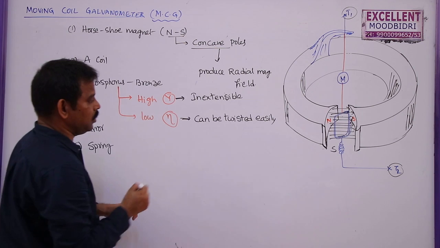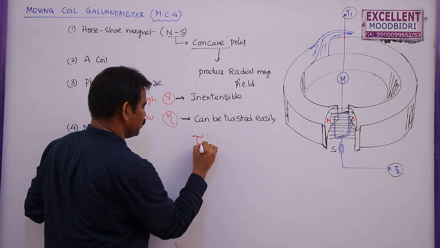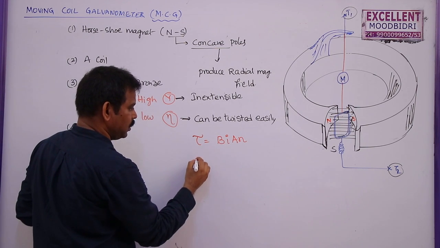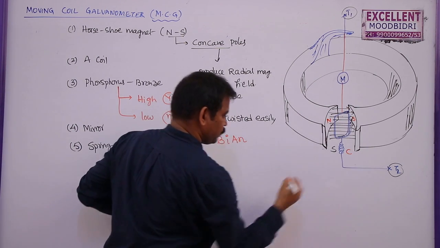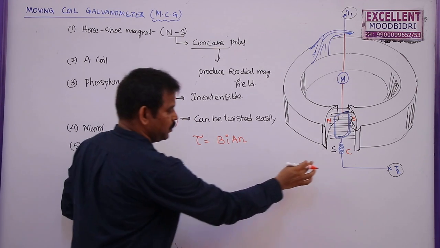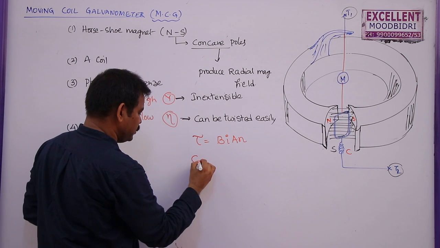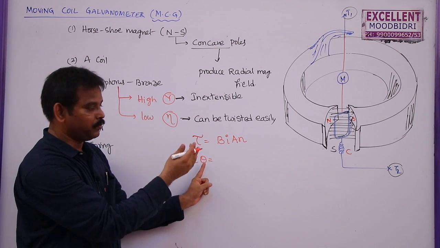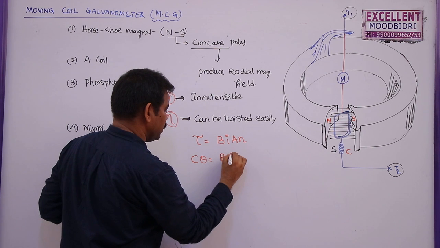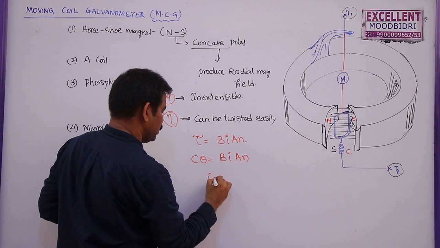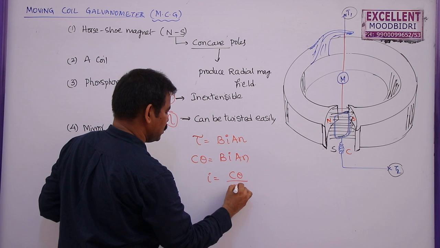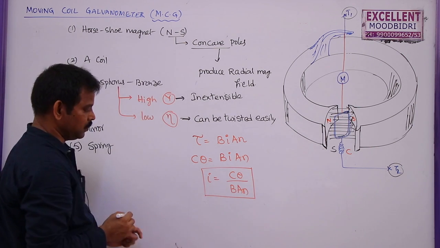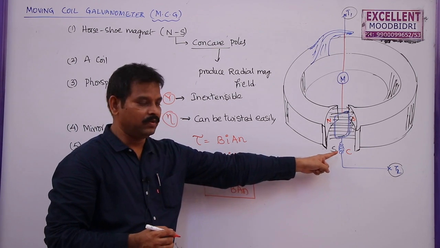So what is the torque experienced by this coil? Torque experienced is given by BIAN. So here torque is also equal to the deflection produced, but this is the couple for unit deflection. So we can write this as C theta. This is the couple for unit twist, and this is the total deflection produced in the coil, which is given by BIAN. So I is given by C theta by BAN. So this is the current that is flowing through this one.